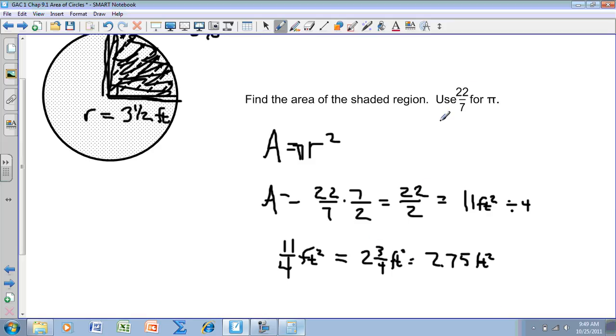What did we do here? We used 22 over 7 instead of 3.14. Why? Well, because we had a fraction here, and we could then multiply two fractions together. All right? And we had to understand that this is only a fourth of the circle, not the whole circle, which is what the 11 equals. That's the whole area. We cut that by fourths, and 1/4 of it is our 2.75.